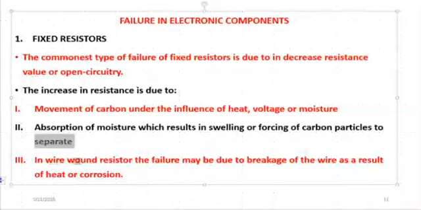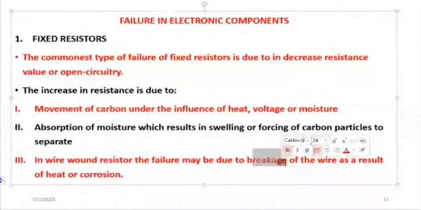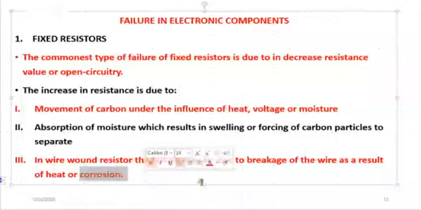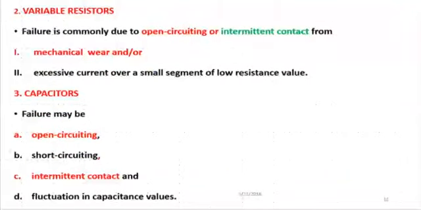And if it is in the wire-wound resistor, there are resistors that have wires inside them as the channel of what? The flow of current. The failure of this kind of resistor may be due to the breakage of the wire, or as a result of heat, or as a result of what? Corrosion. So these are the three types of failures that happen in fixed value resistor: increase in the resistor, decrease in the value of the resistor, or open circuits, and we have discussed the causes of all of them.